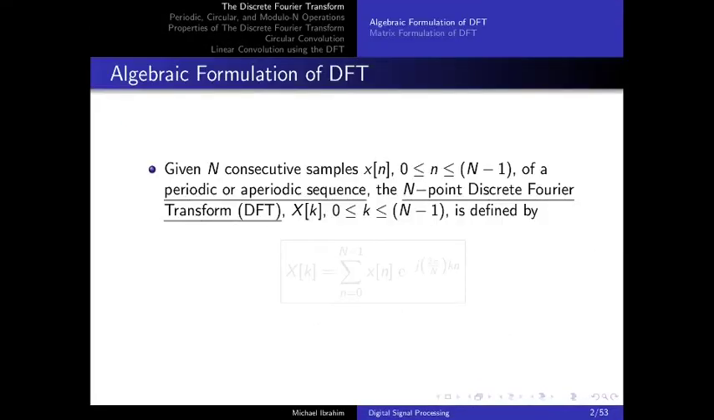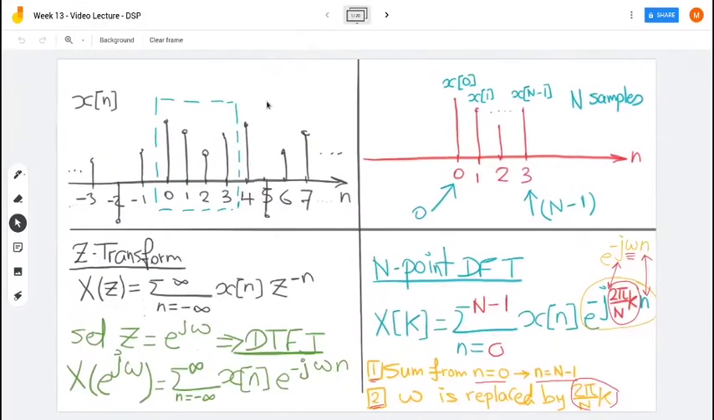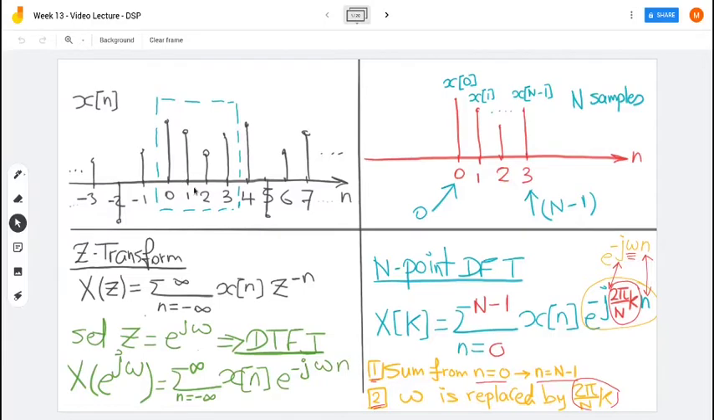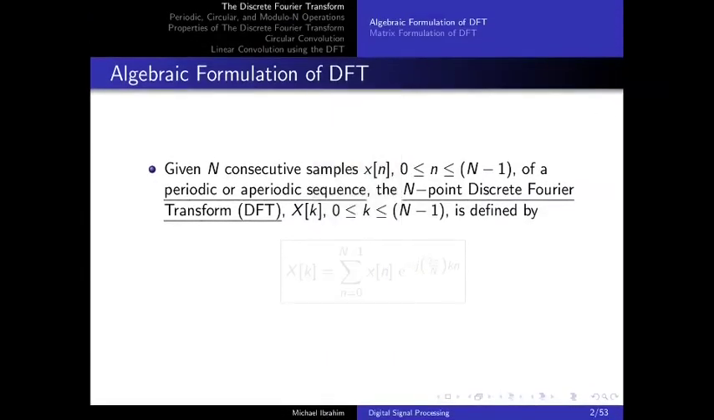So in discrete Fourier transform, we deal with N consecutive samples, as we have said before. Instead of dealing with x[n] extending from minus infinity to positive infinity, we choose a window starting at 0, ending at N minus 1. So, given N consecutive samples of x[n], defined from n equals 0 up to N minus 1, of a periodic or aperiodic sequence, which is basically any sequence, the N-point DFT, discrete Fourier transform, is defined as X[k], where k is also discrete, going from 0 to N minus 1.